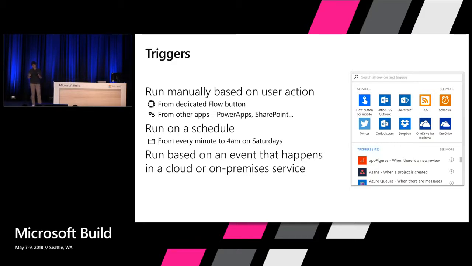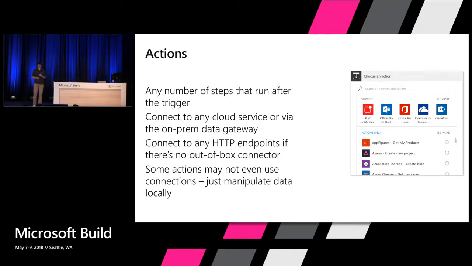Finally, and this is the most common way that people run flows, is running in response to an event that happens out in the cloud. So if I get an email, or a file gets uploaded, or somebody posts an RSS feed, all of these things can trigger flows. Then let's look at the actions.